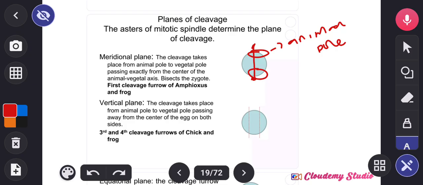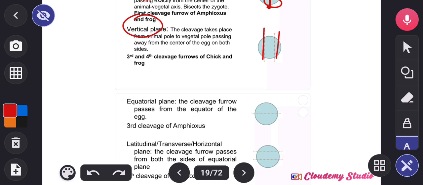When we get to the cleavage in Amphioxus, you will understand more of this, especially when we're talking about the equal holoblastic cleavage. Now, the second one is the vertical plane. The vertical plane takes place from the animal pole to the vegetal pole. The difference between the meridional plane and the vertical plane is that the vertical happens away from the center, unlike the meridional plane that happens at the center. It occurs in the furrows of chicks and also in frogs. So it divides the cell into unequal halves.